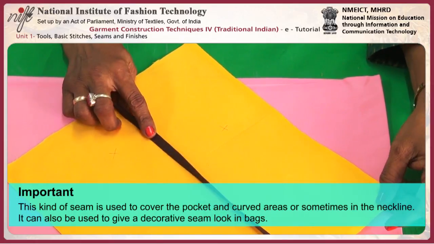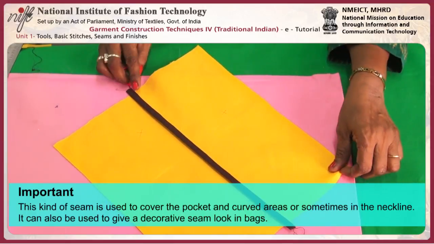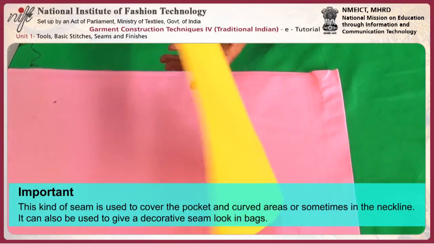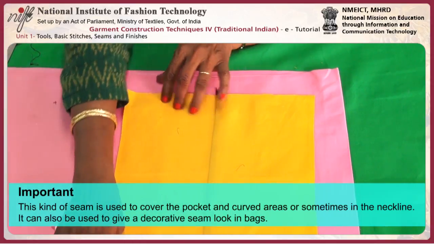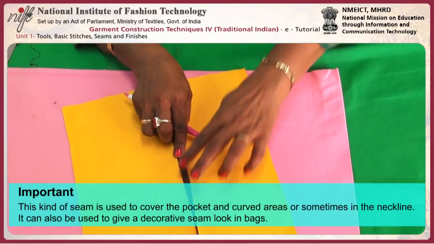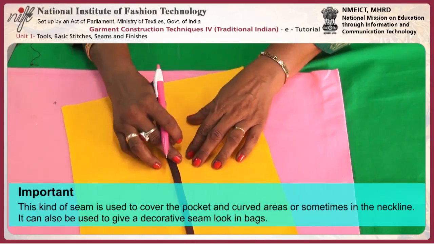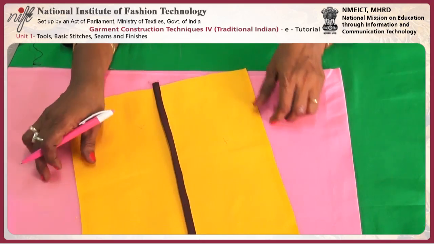to identify the seam in a different color. We use the contrast color for it. This seam is called bound seam. The surface has to be very neat and clean, and the wrong side should also be very uniform in width and finish. So the previous seam should not be seen outside.